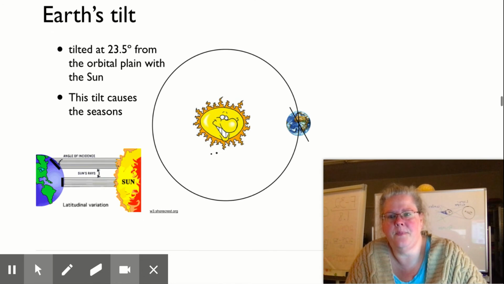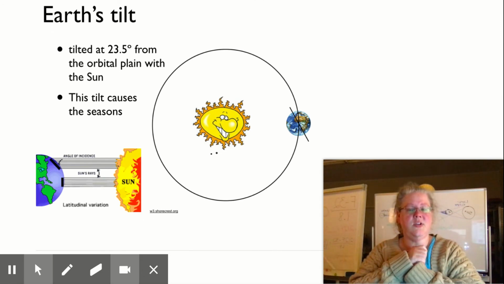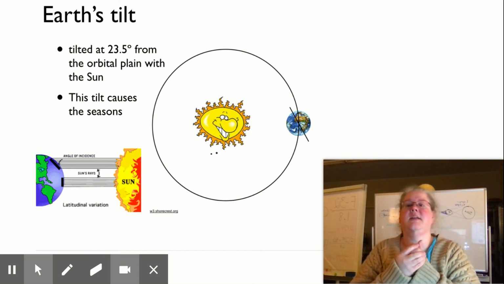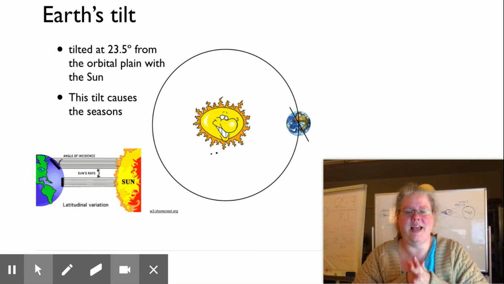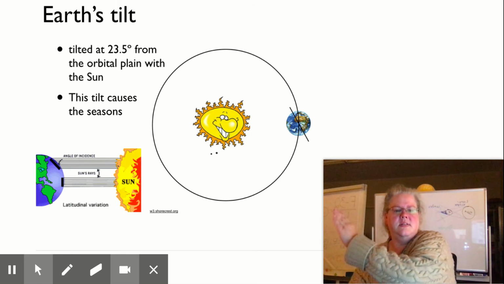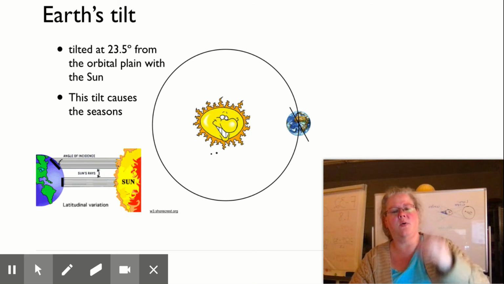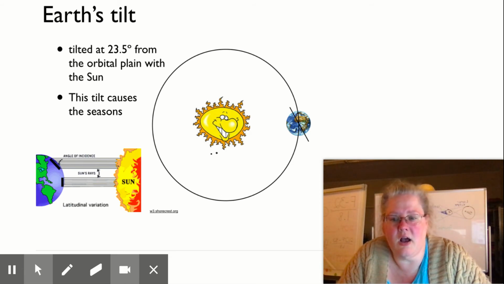Welcome back. All right, Earth's tilt. We've said this a number of times. Do you think it's going to be a test question? Because I think it probably is, because I've said it again and again and again. Earth's axis is tilted at 23.5 degrees from the orbital plane of the sun. It's always that 23.5 degree tilt, whether it's here or this side, or if it was behind my head. And that tilt is what causes the seasons.